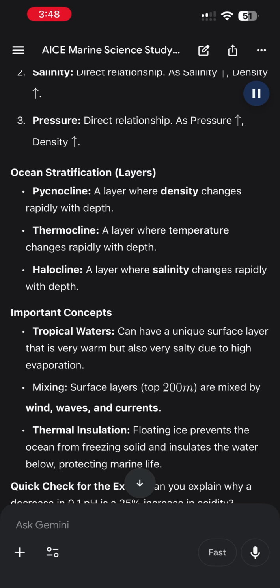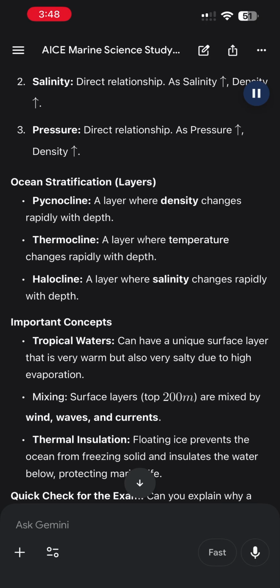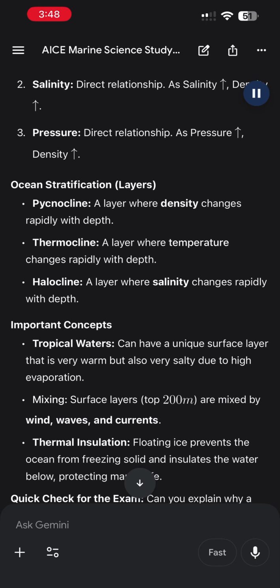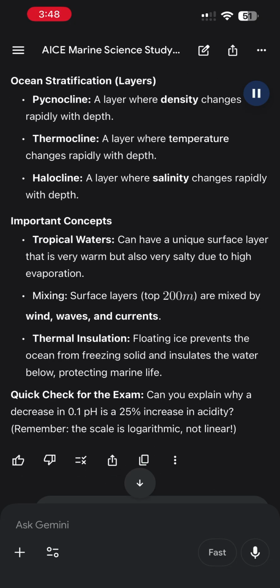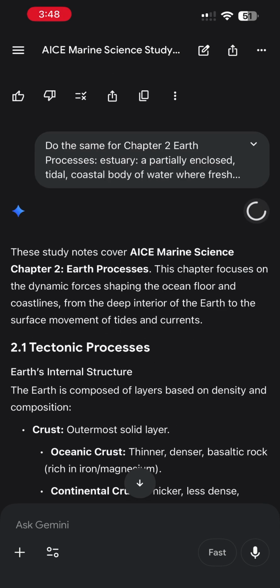Important concepts. Tropical waters can have a unique surface layer that is very warm but also very salty due to high evaporation. Mixing: surface layers, the top 200 meters, are mixed by wind, waves, and currents. Thermal insulation: floating ice prevents the ocean from freezing solid and insulates the water below, protecting marine life. Quick check for the exam.